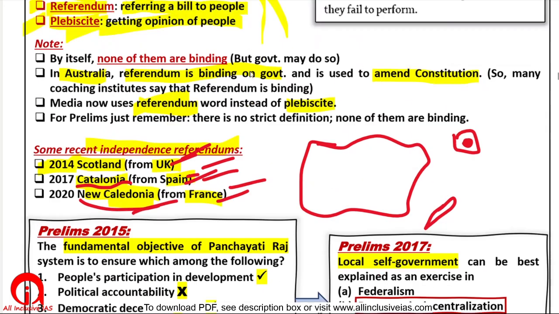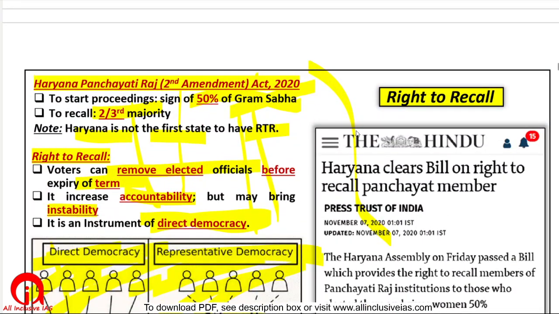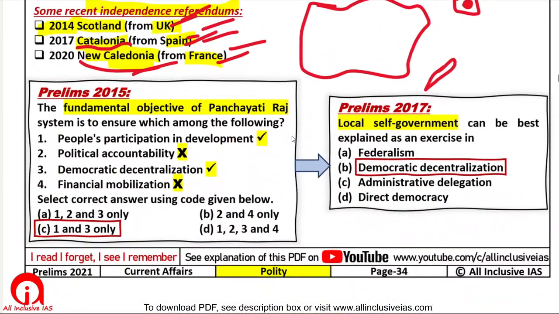Now let us see, the news was about the Panchayati Raj, right to recall in panchayats. Let us see a previous year question. In 2015, UPSC asked, what is a fundamental objective of Panchayati Raj system? Fundamental objective. Now, if you go by the official answer key, the answer was 1 and 3. 1 is people's participation in development, right? And the third is democratic decentralization.